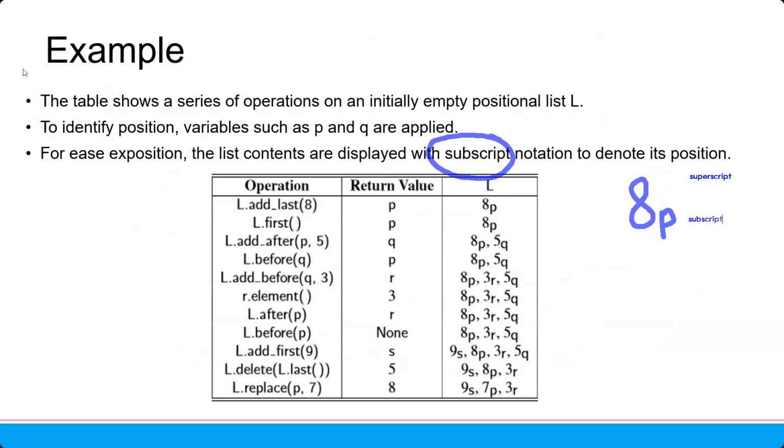Now let's look at this one. At the first time, L is empty. Now L add last 8. I want to put 8 at the last of the L. Because L is empty, L has a new element 8, and we put P as the position. So we have 8 and the position is P.